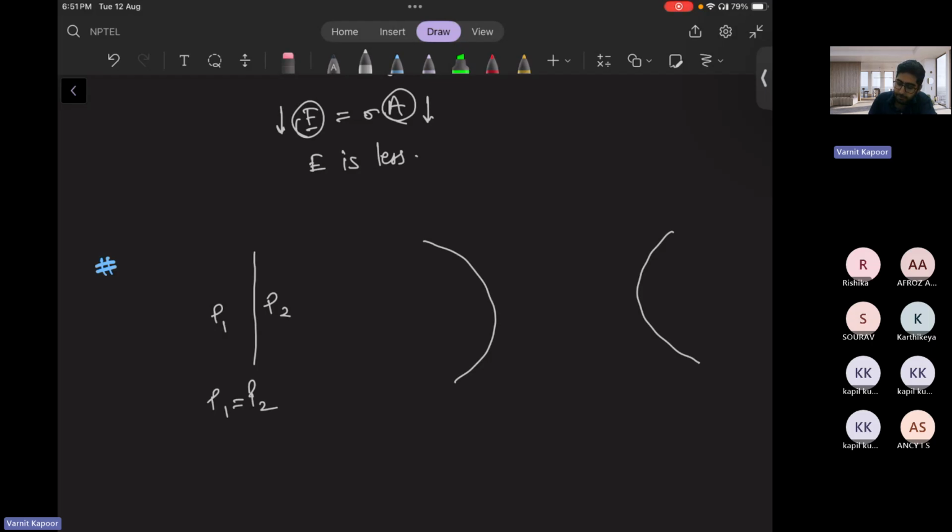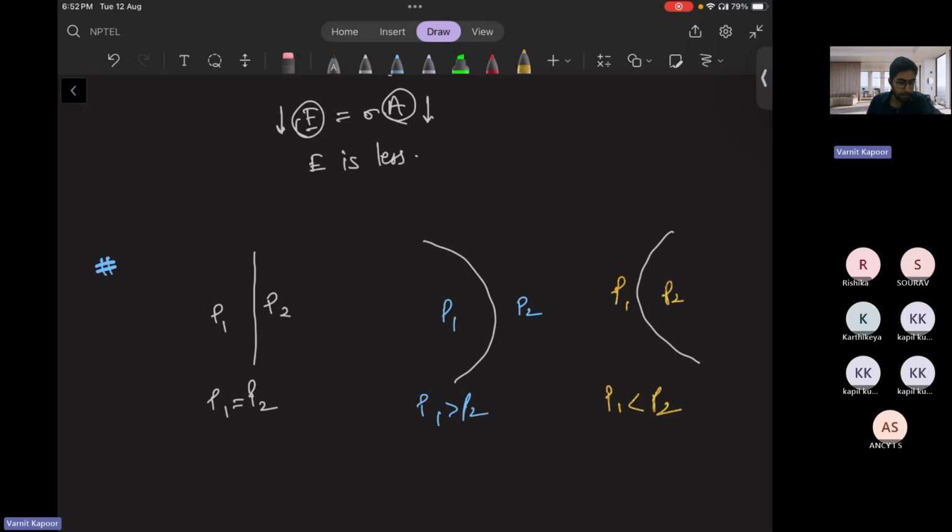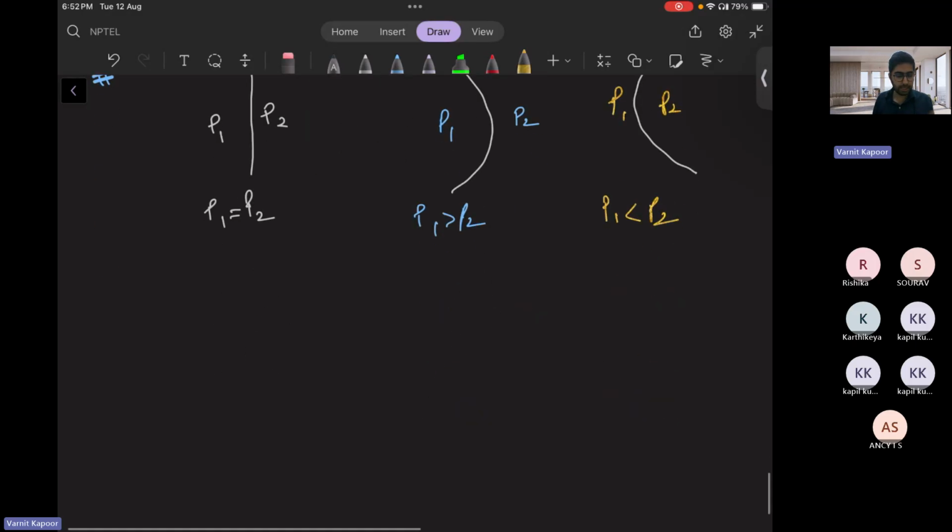Whereas if you have a scenario where pressure P1 is here and P2 is here, by obvious sense we can see that P1 pressure is more and it is trying to push it outside. So that's why this shape is there. So P1 is greater than P2. And in a scenario like this, P1 is less than P2, for these three different kinds of interfaces. Now let's come to a very important topic, that is pressure inside a liquid droplet or air bubble.